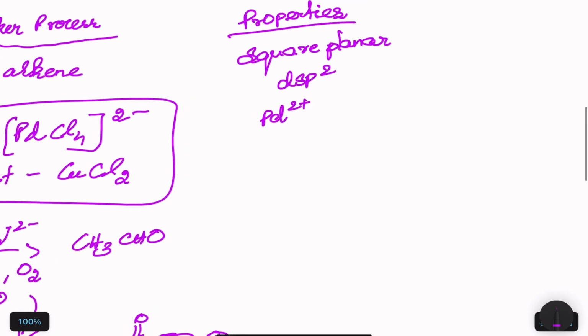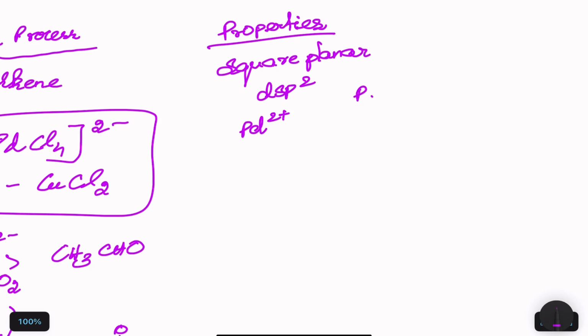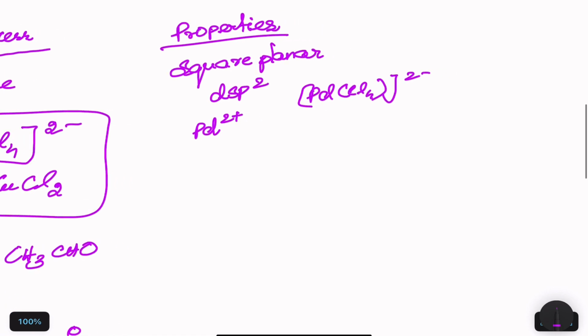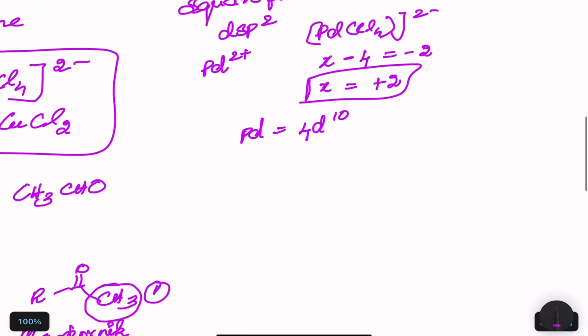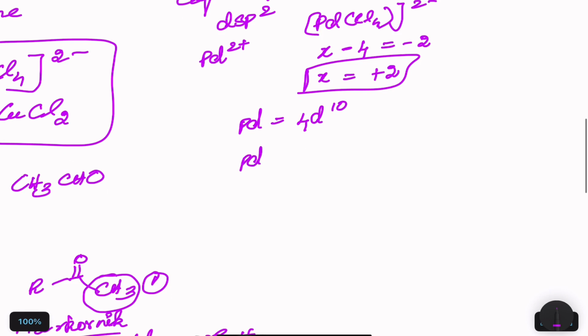Okay, let's find the oxidation state for our compound. PdCl4 with 2 minus is present, right? So let's take palladium as X and then Cl4. So X minus 4 is equal to minus 2. So X will be what? +2. So palladium is in +2 oxidation state. So palladium, what is the electronic configuration? 4d10. The outer electronic configuration is 4d10. Then for palladium 2+, it will be 4d8.